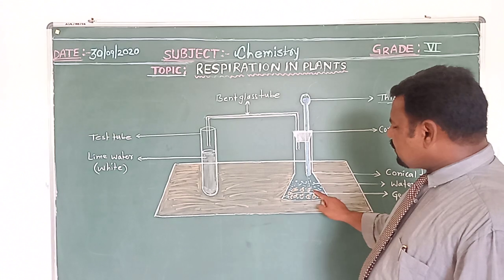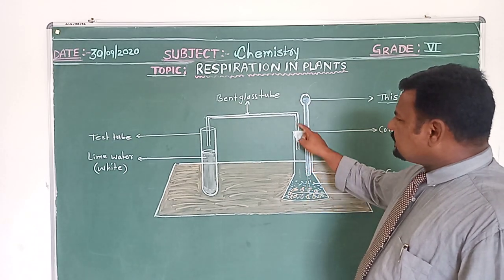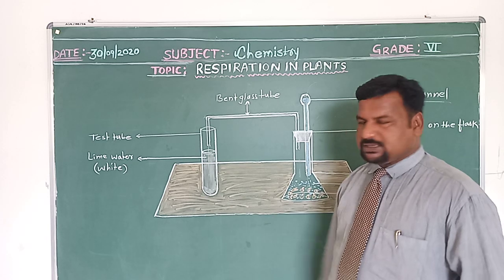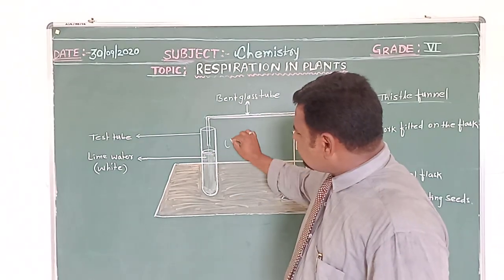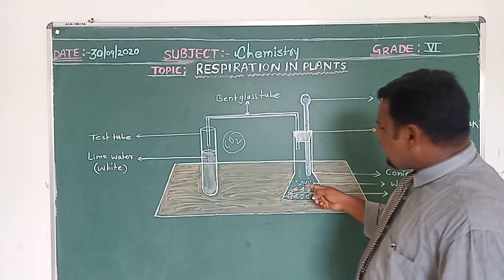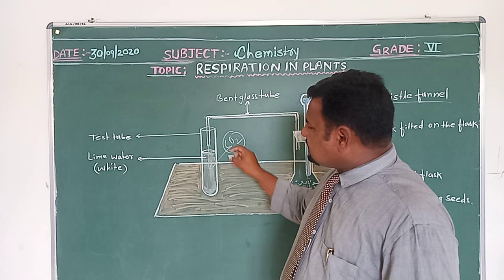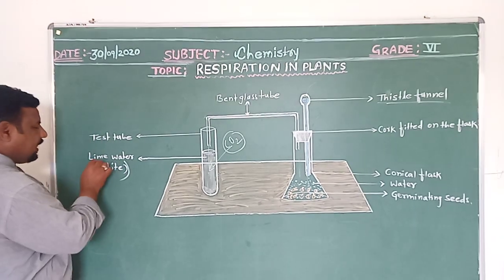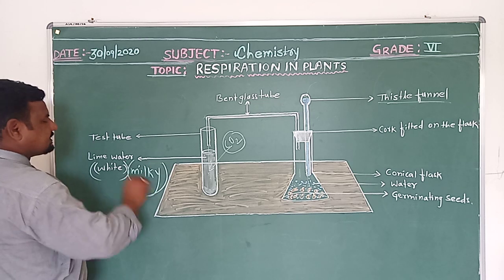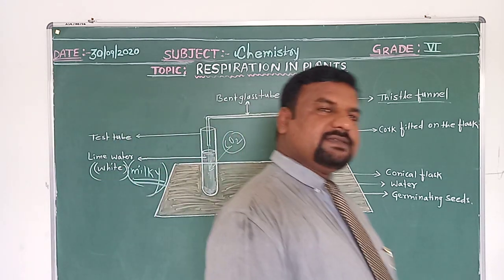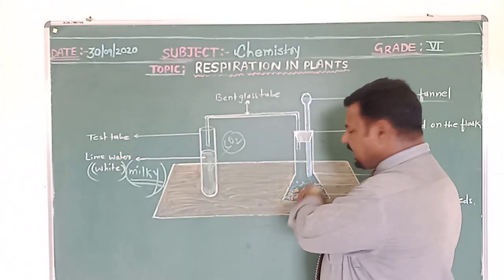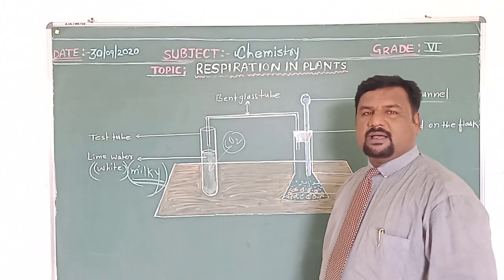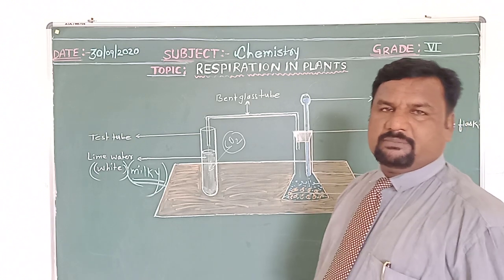The carbon dioxide released from the germinating seeds enters through the bent glass tube and goes down into the, what is this? The test tube of lime water. When the carbon dioxide released by the germinating seeds enters the lime water in the test tube, it turns the lime water white and milky. The lime water turns milky due to carbon dioxide, and this helps us prove that plants also respire, and during respiration they too release carbon dioxide, as animals and human beings do.